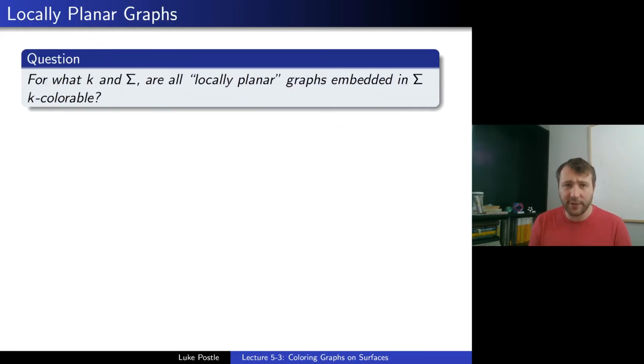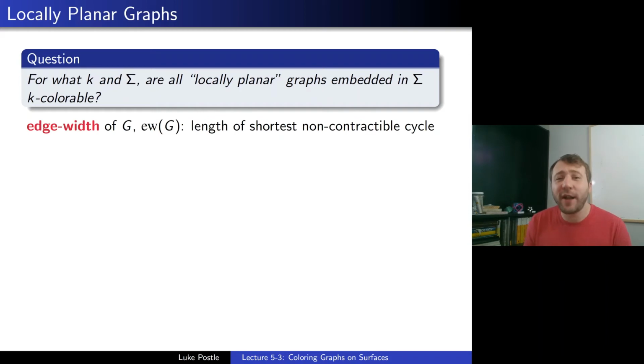Let's look at the other two. So what about locally planar graphs? For what k and sigma are all locally planar graphs embedded in sigma k-colorable? Well, we have to define what locally planar means. So maybe one best way to do it is to define the edge width of G, which we'll take to be the length of the shortest non-contractible cycle. So you're an embedded graph.